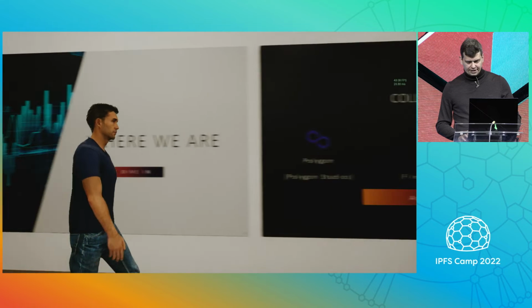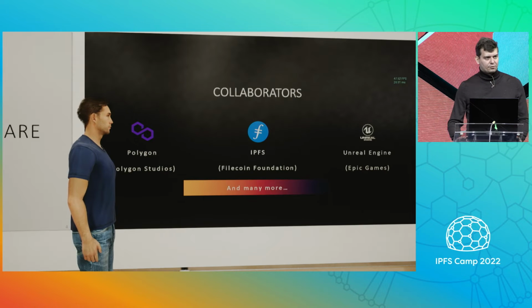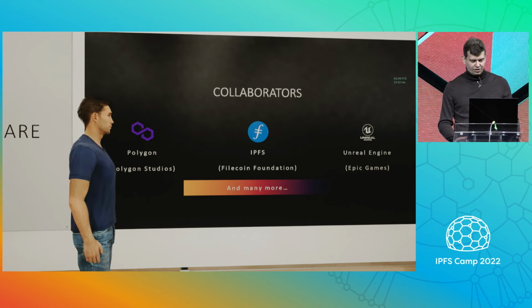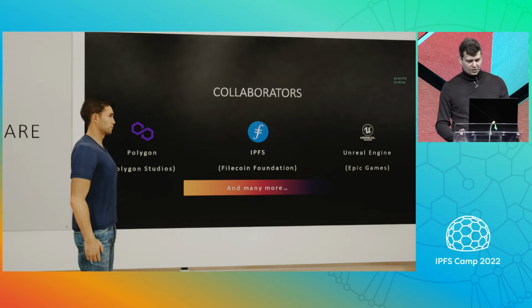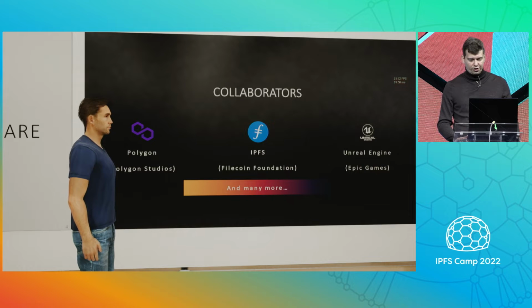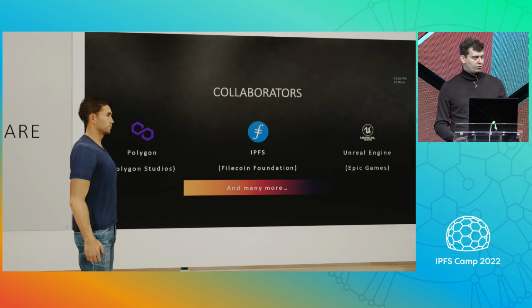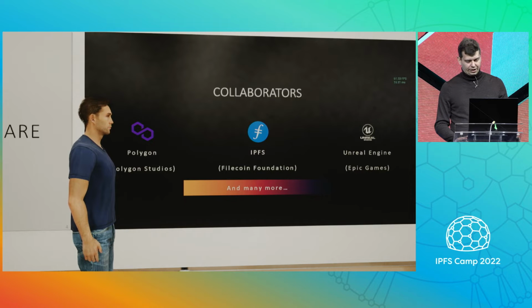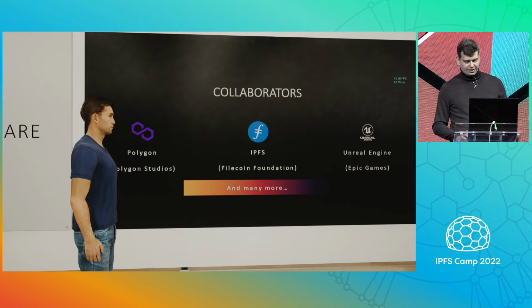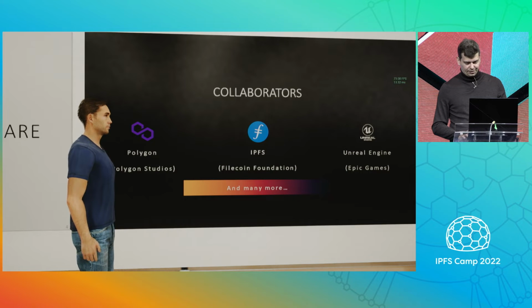So where we are right now. Like I said, we started a year ago, and we established a really nice cooperation with companies like Polygon, IPFS through Filecoin Foundation. We are also receivers of a grant that helped us build the IPFS integration that I am using right here in this presentation. We're also in very good relations with Epic Games, and all our products are accessible on the marketplace.